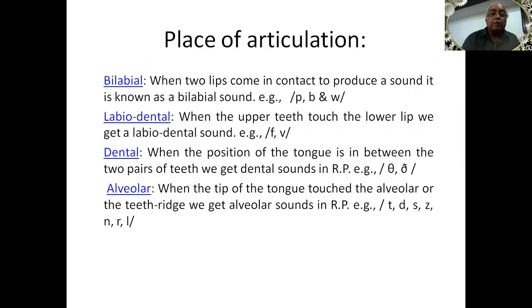Now let's look at the places of articulation. First, we have the bilabials. When two lips come in contact to produce a sound, it is known as a bilabial sound. Bi means two, labial of the lips. Bilabial. So we have sounds like p, b, and w.